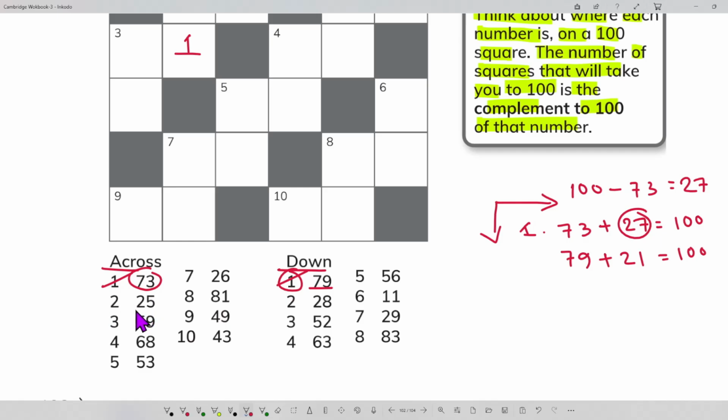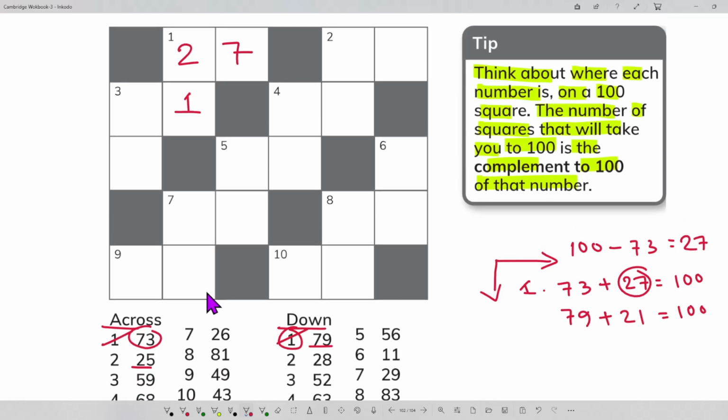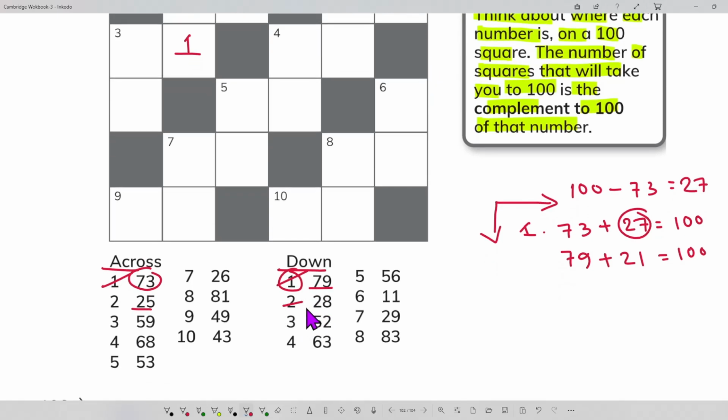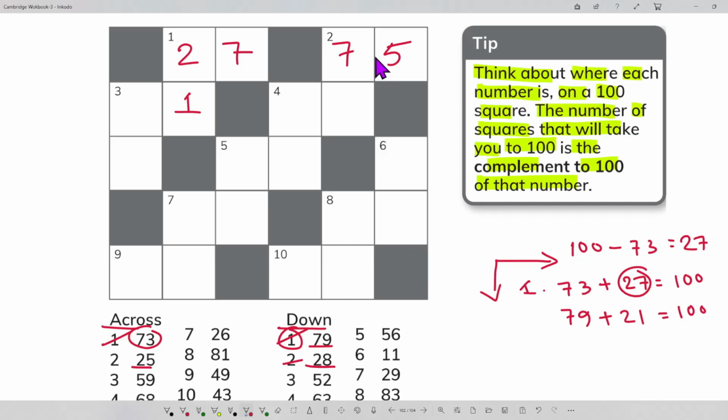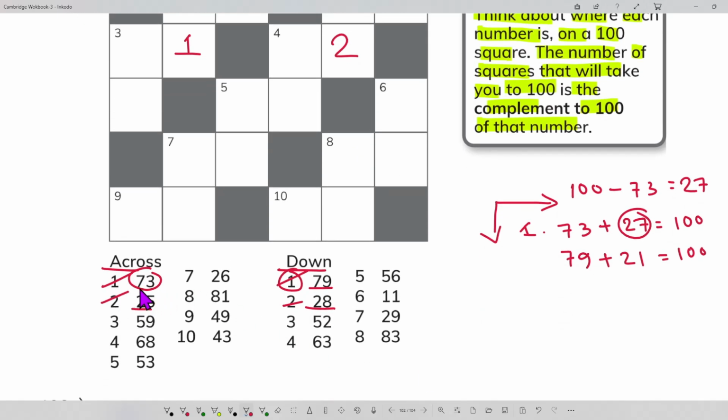Number 2, 25. So we need 75. 7, 5, right? And 2, here is a 28. So we need 72. So here is 7 and here is 2. Next, number 3, 59. So we need what? 41. Number 3, 41. So here is 4, already 1 we have.